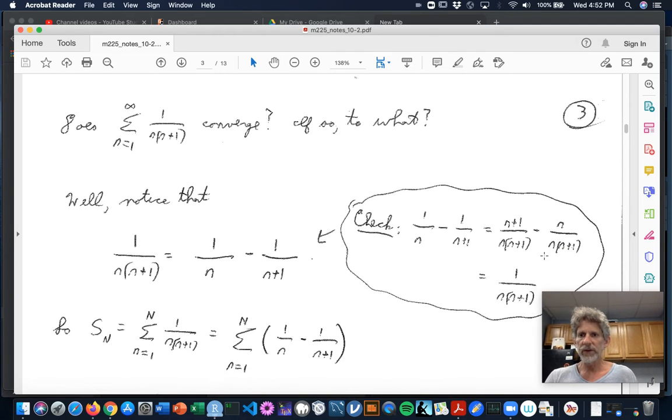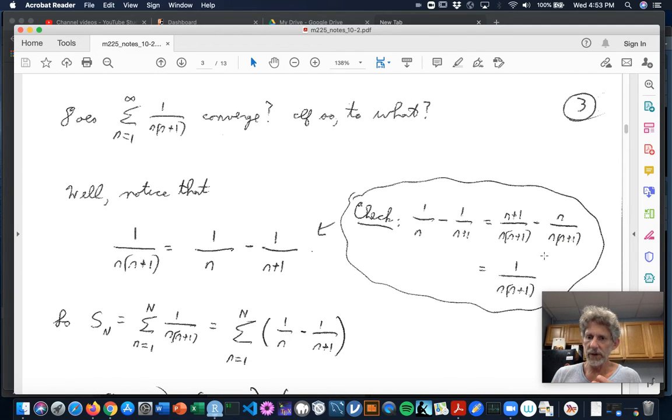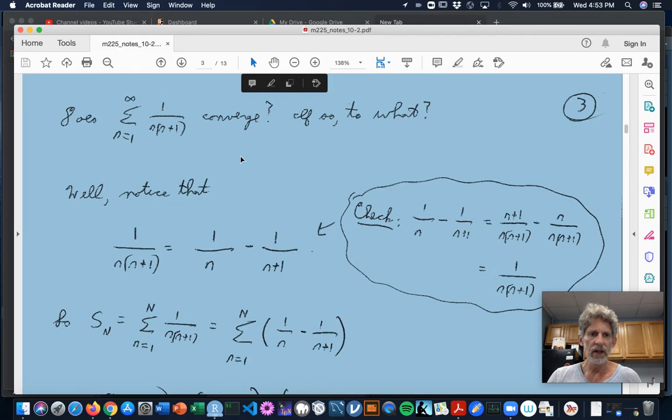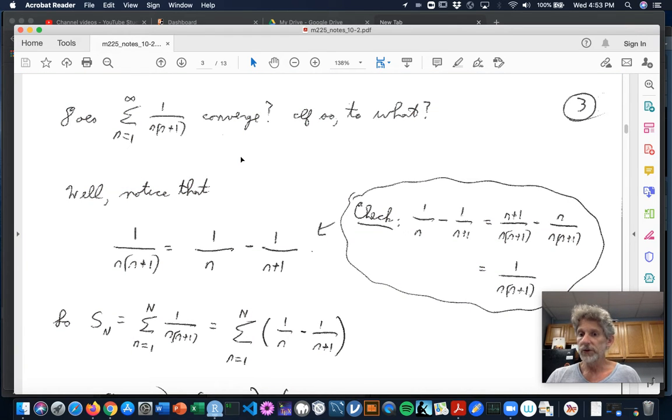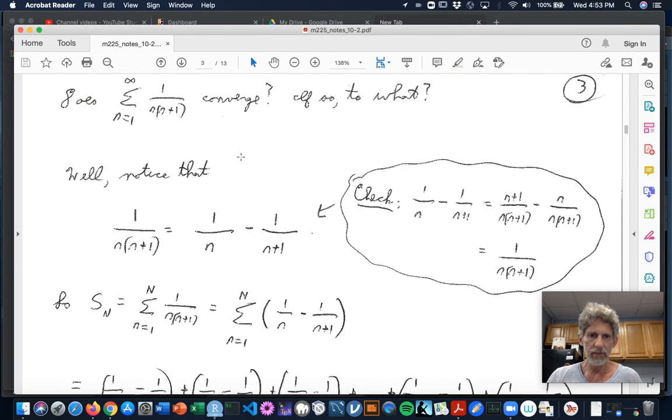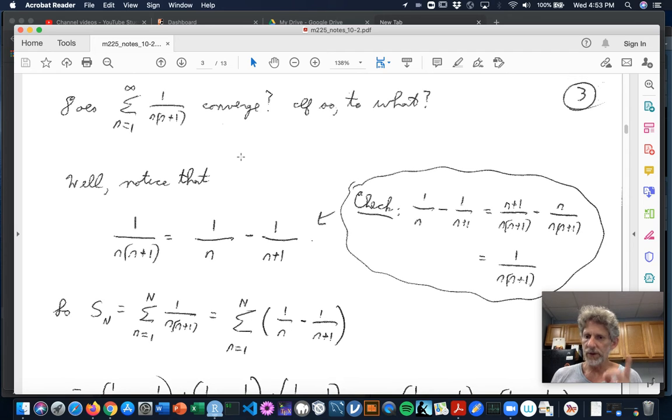So the big question, of course, with these infinite series is going to be, do they converge or not? Does the sequence of partial sums converge to something or not? So let's try it out for this infinite series. Does it converge? And if it does converge, to what does it converge? Well, it turns out with this particular infinite series, we get really lucky. We can analyze it without too much trouble.